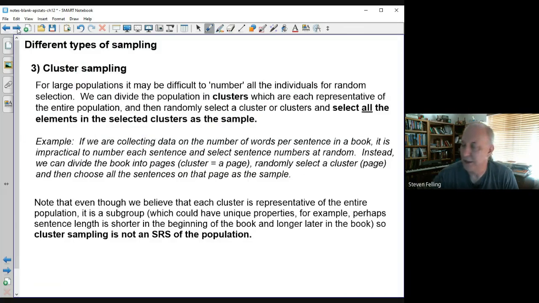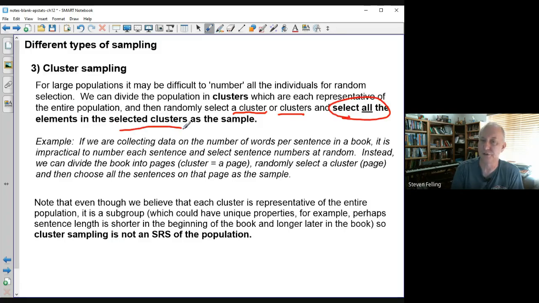All right. The next one is called cluster sampling. Sometimes we have large populations where it would be difficult to number all the individuals for random selection, but we could divide the population into groups, which we call clusters, that are each representative of the population. And then we just randomly select a cluster or multiple clusters, and then we just choose all of the elements in that selected clusters as the sample.